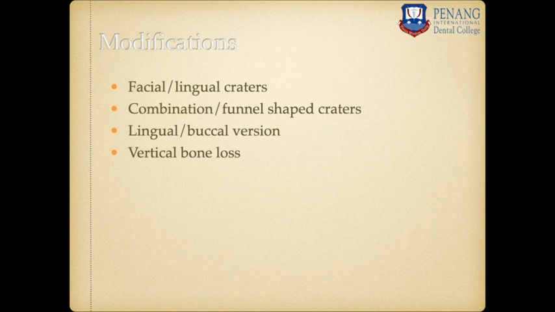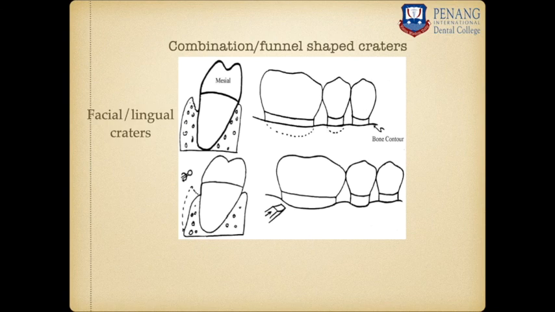So coming on to the modifications, there may be a facial or a lingual crater combination, or funnel shaped craters, lingual or buccal version, or vertical bone loss. So what modification are we going to do? Previously we have seen we are going to remove both interproximal bone and the facial bone for the osteectomy procedure. The flattening of interproximal bone and gradualizing marginal bone both will be done in the osteectomy procedure.